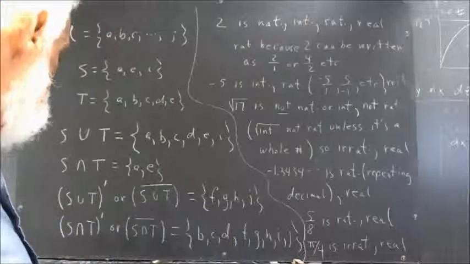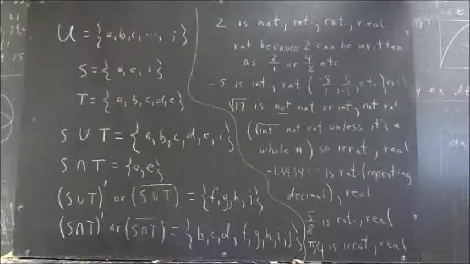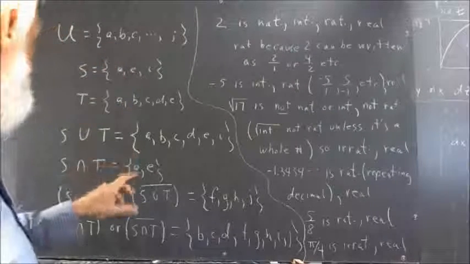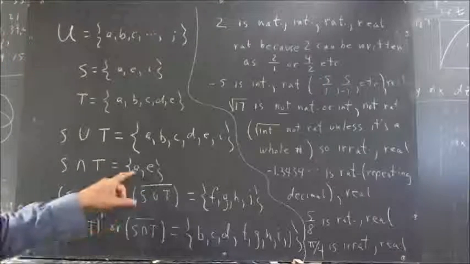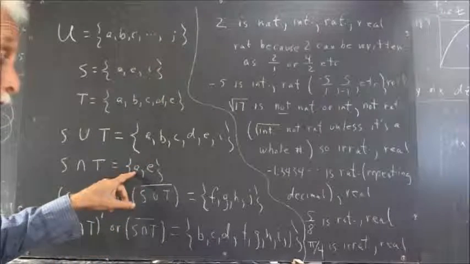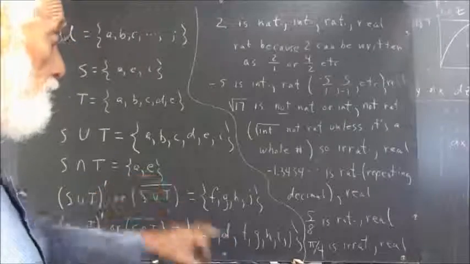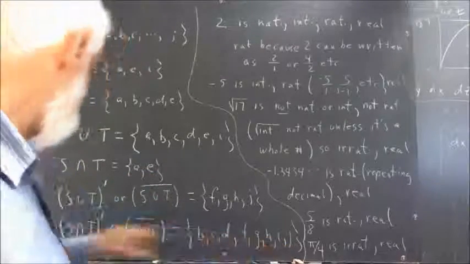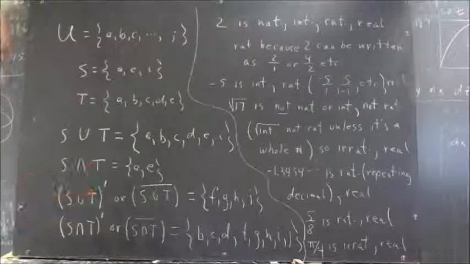Similarly, S intersection T prime, or S intersection T bar, is going to consist of everything in the universe that's not in S intersection T, which means it's going to be everything here except for A and E. So it won't have A, but then it's going to have B, C, and D. It won't have E, but then it's going to have F, G, H, I, and J. So there is the complement of the intersection of our two sets.